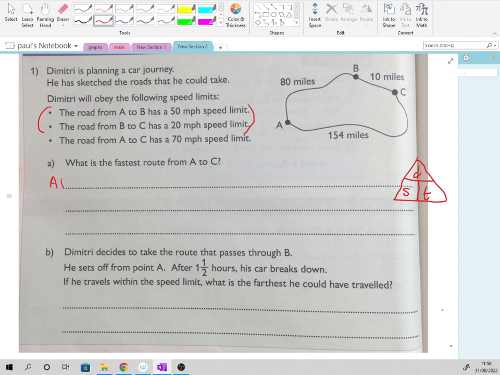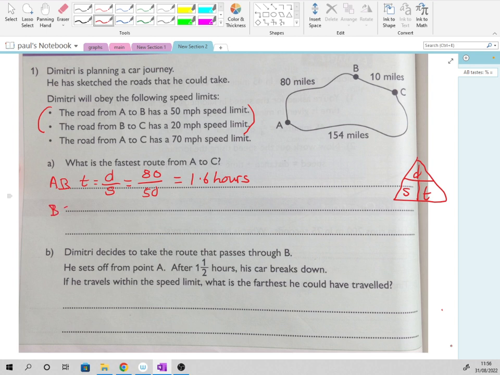So from A to B, we need to find the time. Time is the distance divided by the speed, which is 80 divided by 50. 80 divided by 50 is 1.6 hours. Now, don't bother changing that to minutes. It doesn't matter because we're just making a comparison between two. And whether it's in decimals or minutes, it doesn't really make any difference. It just saves us a bit of work.